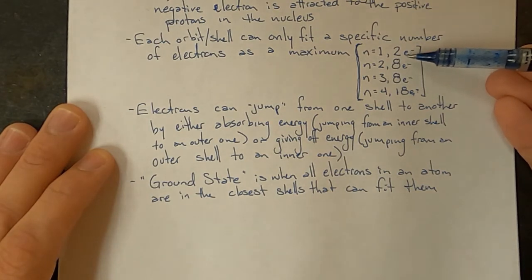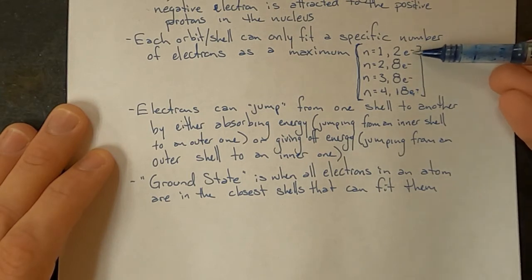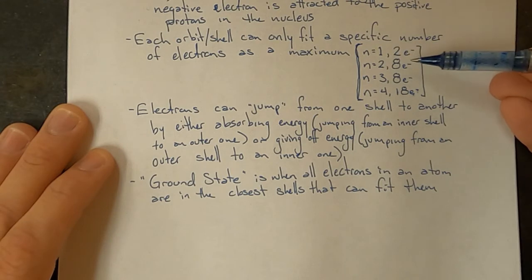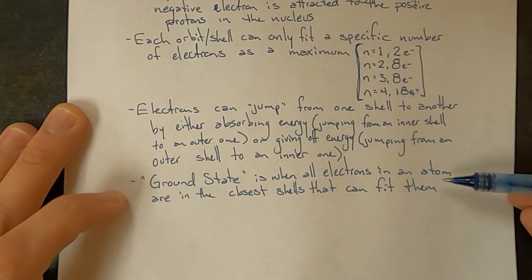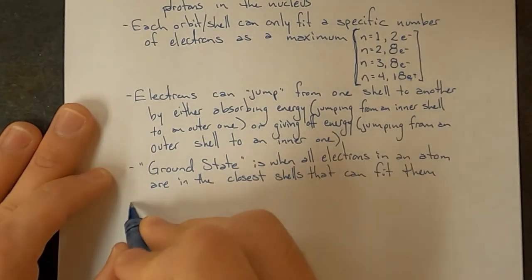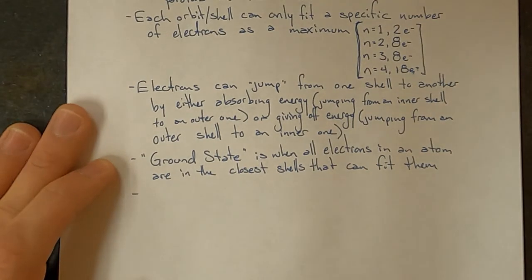If an atom had 12 electrons, you would have the first two electrons as close to the nucleus as they could be in the first shell, then the next 8 would be in the second shell, and then the remaining 2 would have to be in the third shell for it to be ground state. Excited state is the opposite, where the atom has gained energy, whether electrical, heat, or light, and at least one electron has jumped further out.